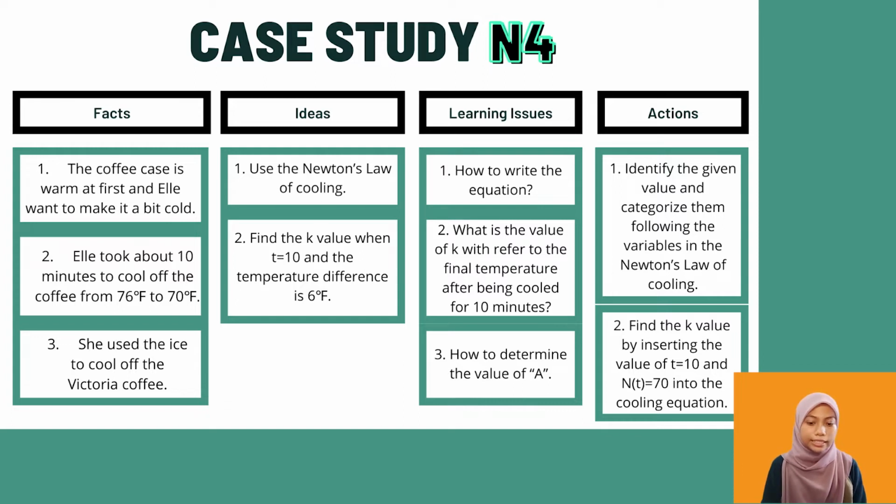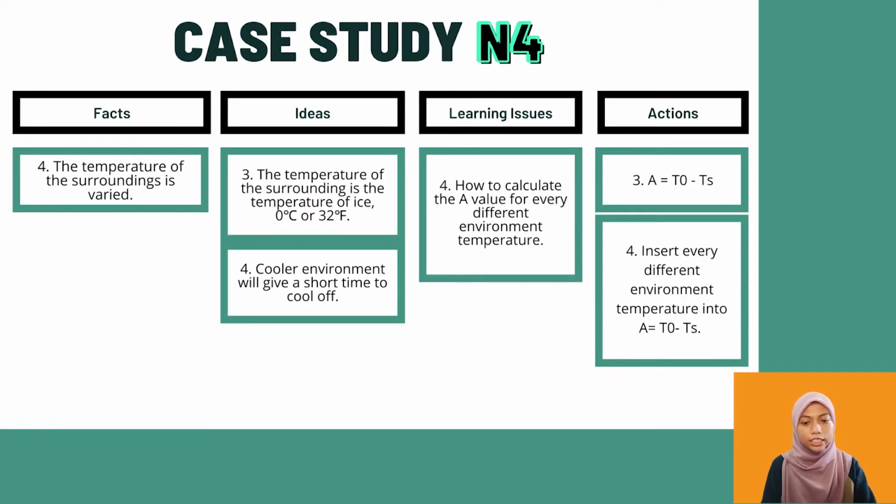So the third fact here is she used ice to cool off the coffee. As she used the ice to cool the coffee, the temperature of the surrounding will become 32 degrees Fahrenheit, which is the temperature of the ice. So the learning issue for the third fact is how to determine the value of A. So the action is A is equal to the initial temperature of the body minus the temperature of the surrounding.